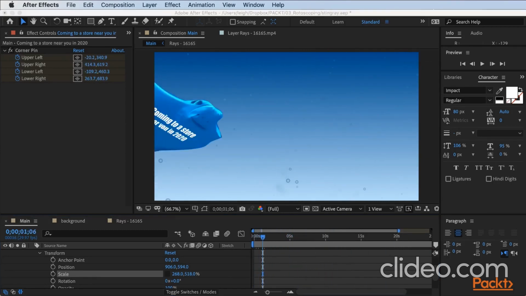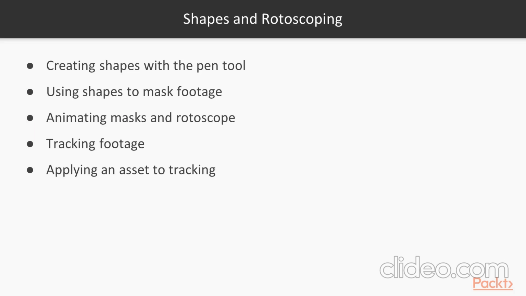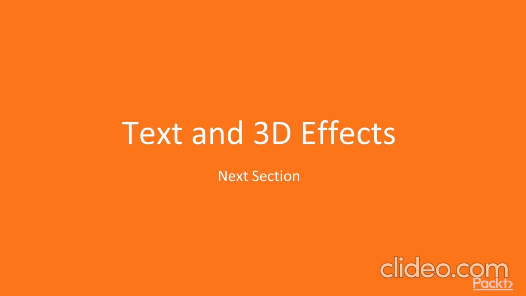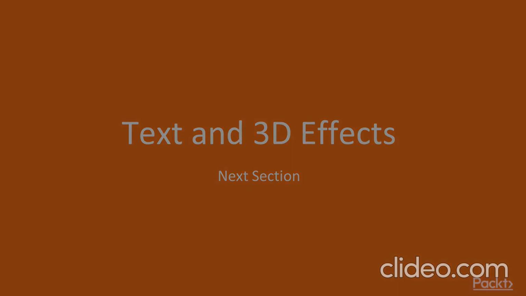In this section, we learned how to create shapes with the pen tool, used shapes to mask footage. We animated masks and did some rotoscoping. We tracked footage, and then we applied assets to the tracking. In the next section, we'll look at text and 3D effects.